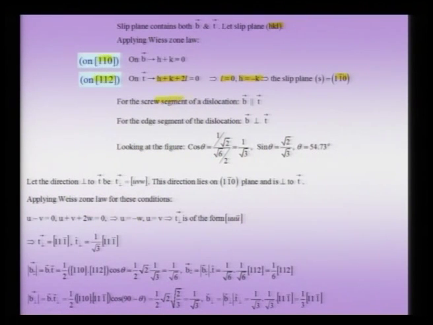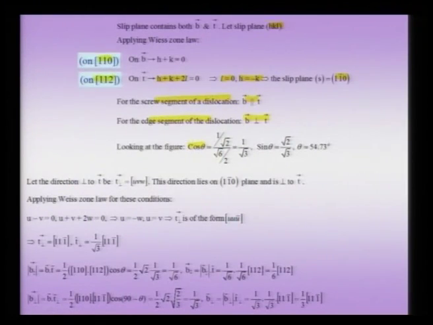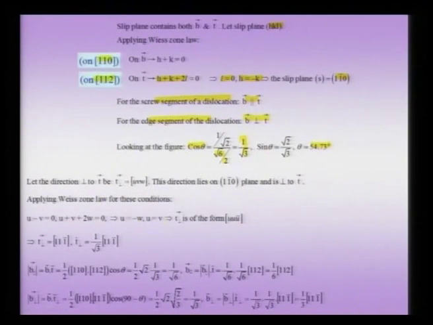For the screw segment, we know that the B is parallel to T, and for the edge segment, the B is perpendicular to T. Now, if you look back at the figure, we can calculate the angle theta between the T vector and the B vector, and that is nothing but 1 by root 2 by root 6 by 2 from pure geometry, and that turns out to be 1 by root 3, and this gives me a theta value of 54.73 degrees. So, this angle between my B vector and T vector is 54.73 degrees.